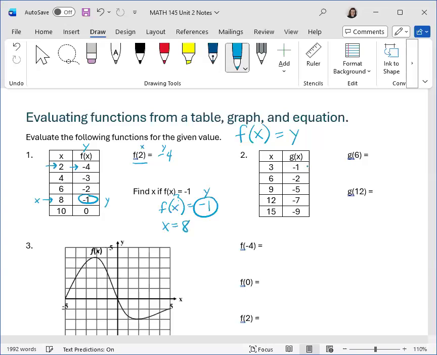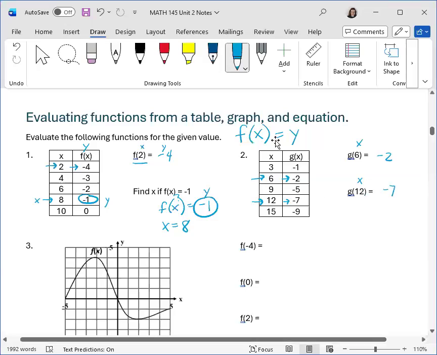All right, example 2 is very similar. G of 6, this is an x value. So I'm looking for when x is 6, y is -2. When x is 12, y is -7.